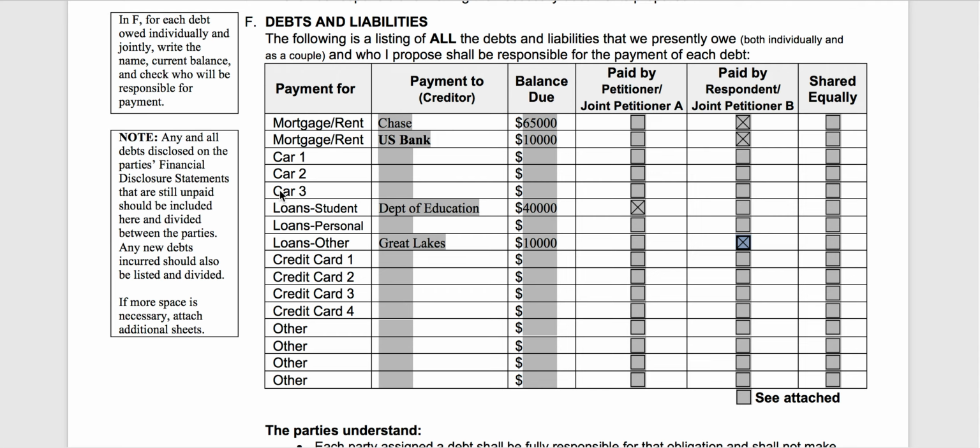When you print it out, you can't make this edit on the Word doc, but when you print it out, you could white out "car 3" and write in "other," or line out "car 3" and write in "other," and write the type there. The other thing you can do, if you have so many debts that that's not practical, or if lining it out and writing it in makes your skin crawl because it's not going to look neat and organized, then you can click "See Attached."